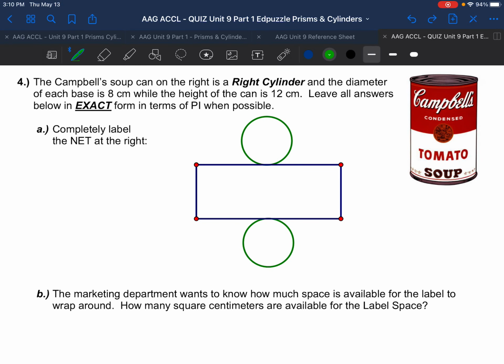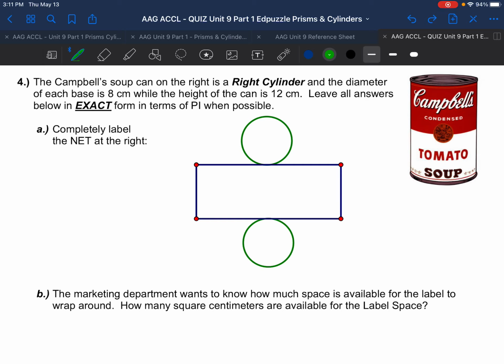Question 4. The Campbell's soup can on the right is a right cylinder, and the diameter of each base is 8 centimeters, while the height of the can is 12 centimeters. Leave all answers below in exact form in terms of pi when possible. Okay, so here we go. Part A, it says to completely label the net at the right.